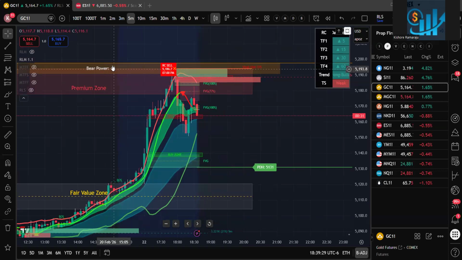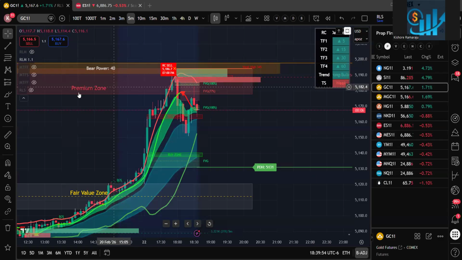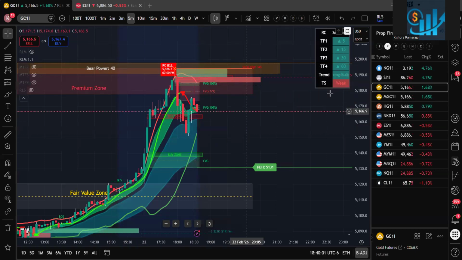So here the bear power is only 40. If the bear power was above 45, you are at a premium zone. And if you get a sell signal, that's a good opportunity. If the bear power is only 40, that means out of 100 traders, only 40 traders are bearish, 60 traders are bullish. So you may not see a huge drop on GC. It may just go a little bit down and again it may start going up. So that's why you don't take the sell signals even at a premium zone where the power is not above 45. You only look for the buy opportunities.